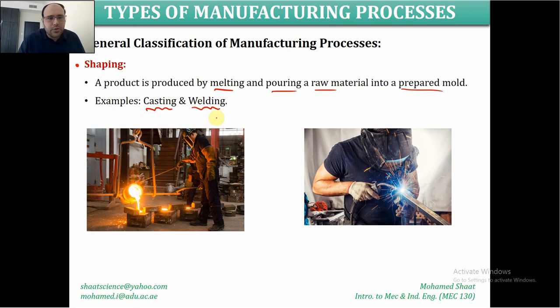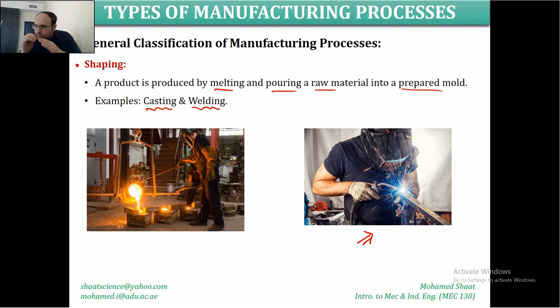Another manufacturing method that could be considered as shaping is welding. I'm pretty sure that you have an idea about welding, and you have seen this method before. Welding means that, for example, you bring a raw material, and then you join this raw material to form a shape. That's why we count it as a shaping process. As I mentioned, you bring different materials, different parts together, and you weld them at the contact surface between them.